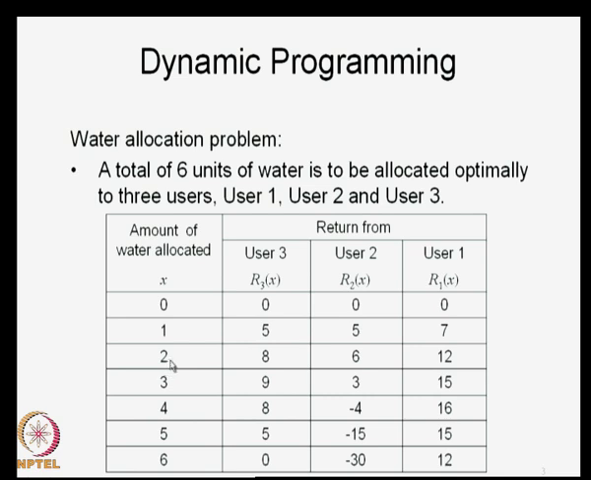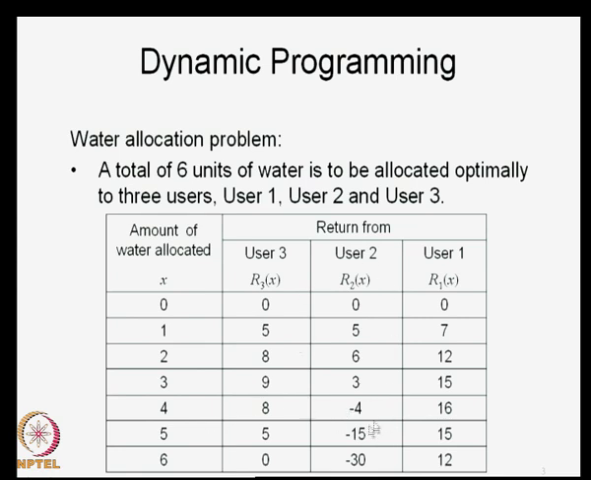For example, if you allocate 2 units of water to user number 3, you get a return of 8 units. If you allocate 2 units to user 2, you get a return of 6 units. Allocate 2 units to user 1, you get a return of 12 units, and so on. So, this table gives the returns that you get for a particular allocation.